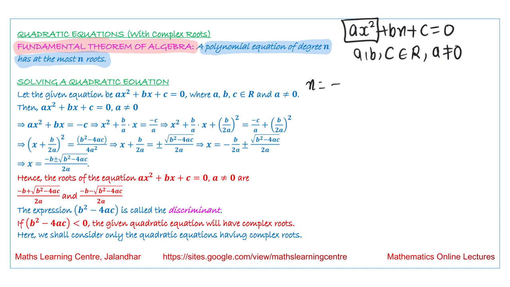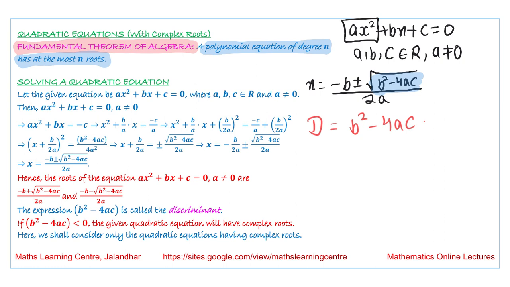We are saying x is equal to minus b plus minus square root of b square minus 4ac divided by 2a, and this term that we have over here, b square minus 4ac, is called the discriminant. We write D is equal to b square minus 4ac. So we have 3 cases over here. First is when D is equal to 0, then we will have x is equal to minus b by 2a. So in this case we will have repeated roots.